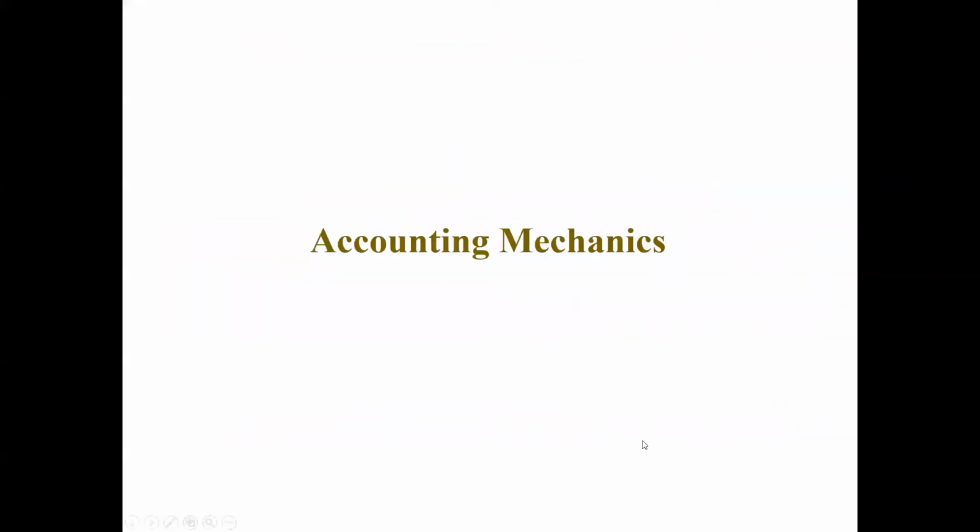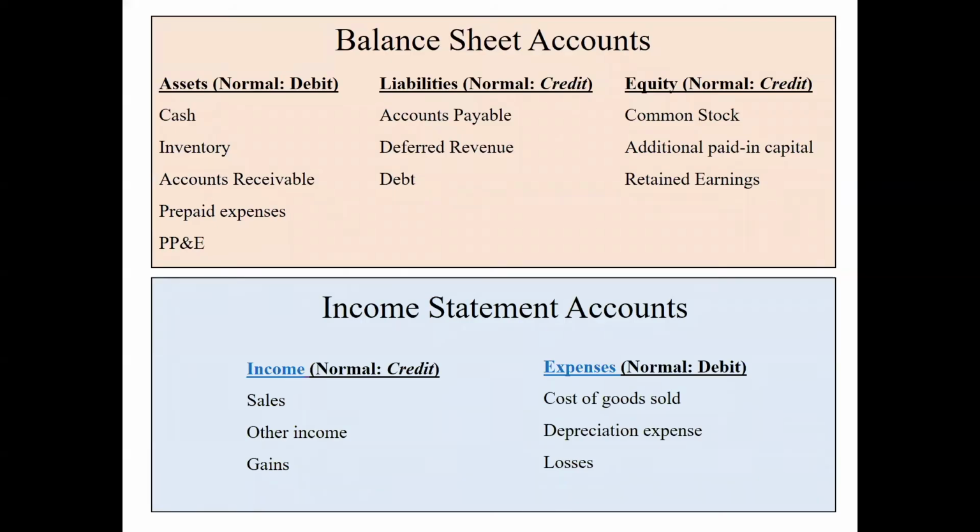Okay, so now we're going to go through the accounting mechanics, so the journal entries and T accounts. First, let me tell you all the different types of accounts that we have. The word account refers to just a unit of the accounting system where we want to keep track of a balance. So, things that we want to keep track of.